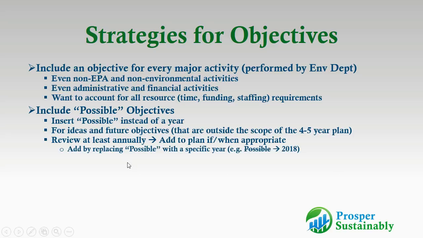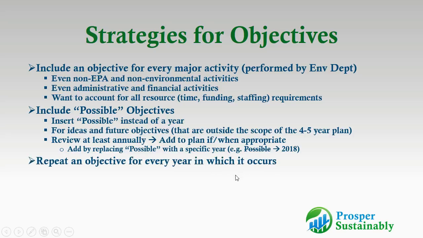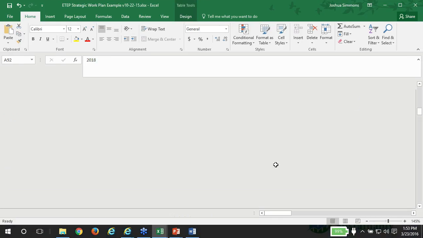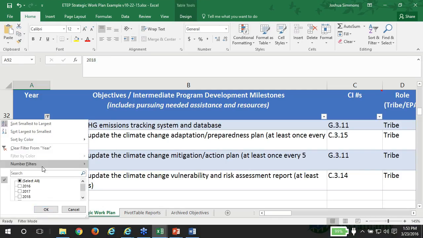And you'll just add those by replacing the word possible with the specific year. You also want to repeat an objective for every year in which it occurs. So coming back to this example, and I'll be showing you more of this, let's go back here.